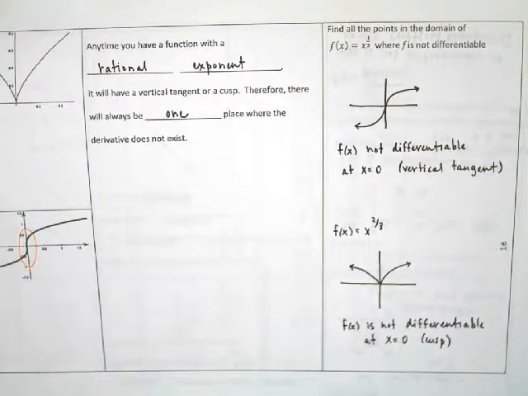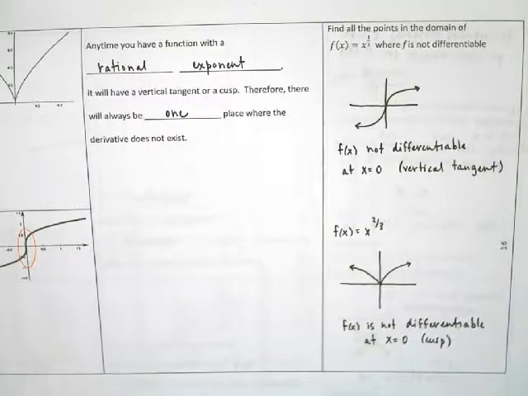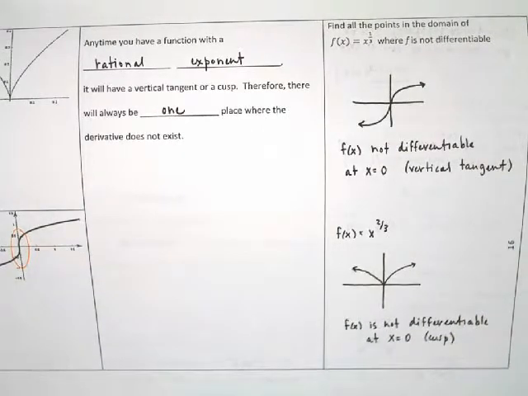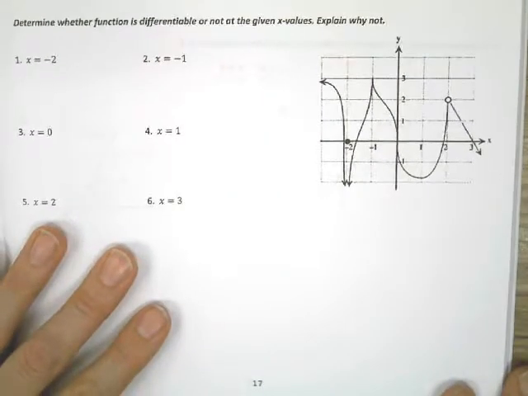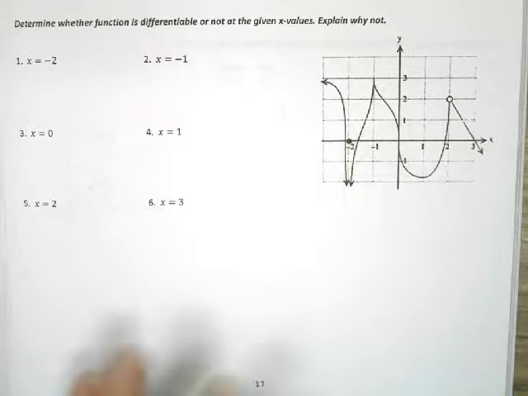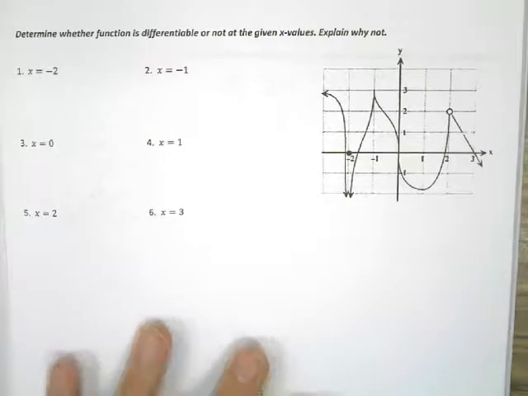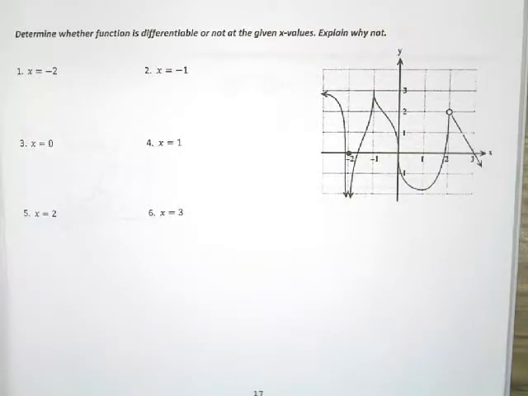So those are some of the things we'll have to look out for graphically: those vertical tangents, cusps, and corners. So now we're just going to spend some time going through the examples, first looking at graphs and determining where it is and is not differentiable, and then we're going to look at a couple functions to wrap this up. So let's turn to page 17 here. Our question asks to determine whether the function is differentiable or not at the given x values, and to explain why not.